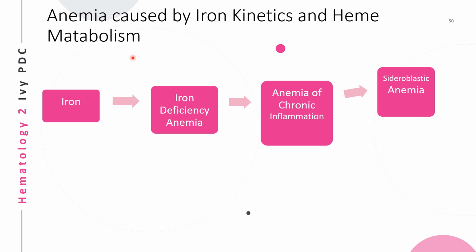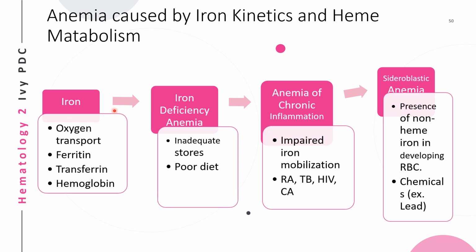Iron is absorbed from the diet in the small intestines, and then it is carried by transferrin to a cell in need, and brought into the cell where it is held as ferritin or incorporated into its final molecule, which is hemoglobin. So iron functions in oxygen transport, and the three compartments where iron is stored are ferritin, transferrin, and hemoglobin.